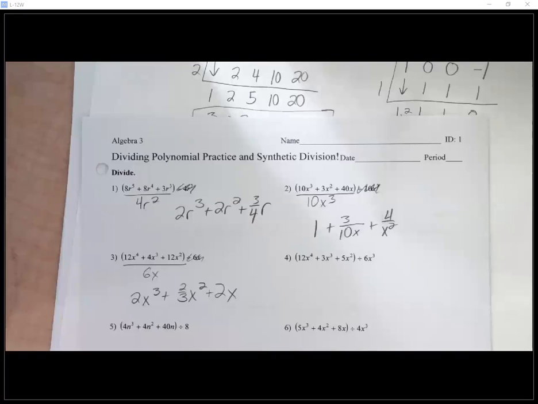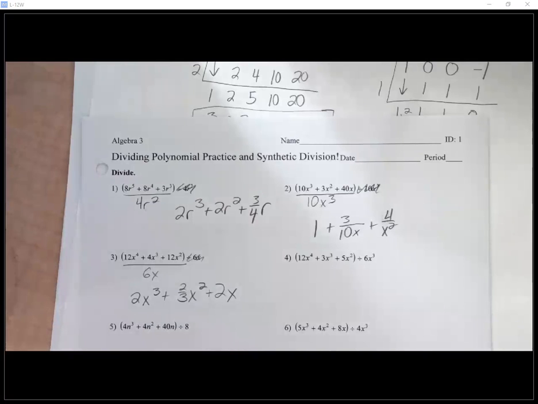Did you get what I got for number 3? So again, that is when you are dividing a polynomial by a monomial. You can just divide each term by that.